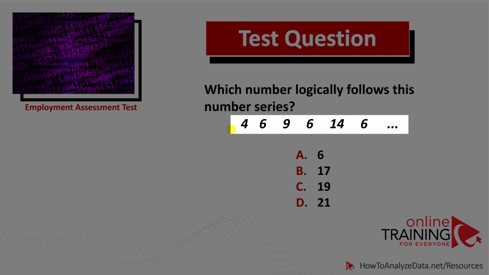So we have 4 increasing by 5, which leads to 9. 9 increasing by 5, which leads to 14. So to determine the next number in the pattern, we need to increase 14 by 5, which would be 19. So the correct choice here is C.